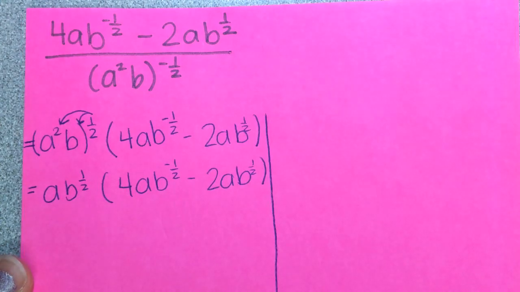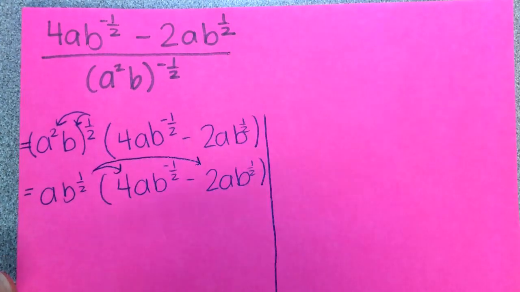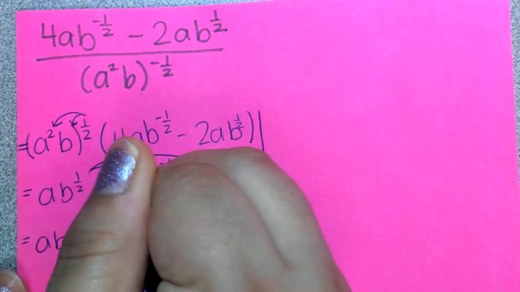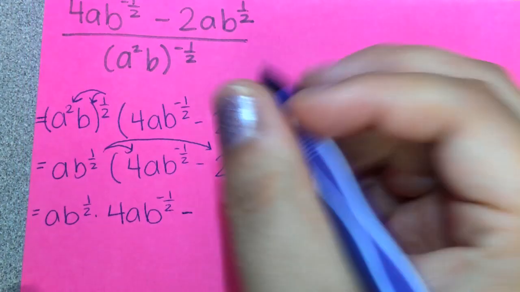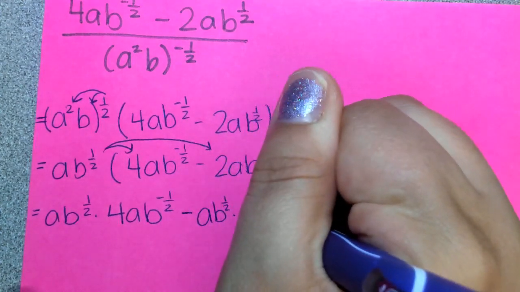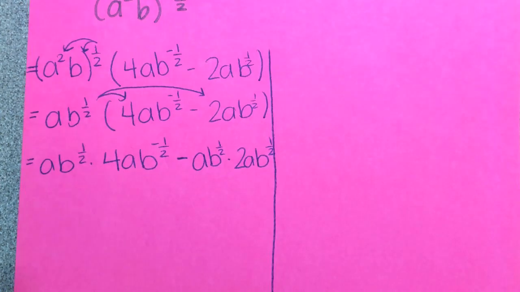Same word, different concept. I'm distributing it out here. So I'm going to get ab to the 1/2 times 4ab to the negative 1/2 minus ab to the 1/2 times 2ab to the 1/2. Does this make sense? And now what do I do?